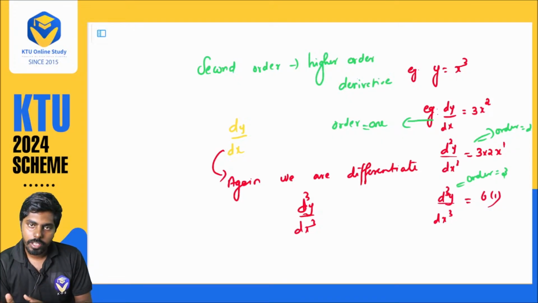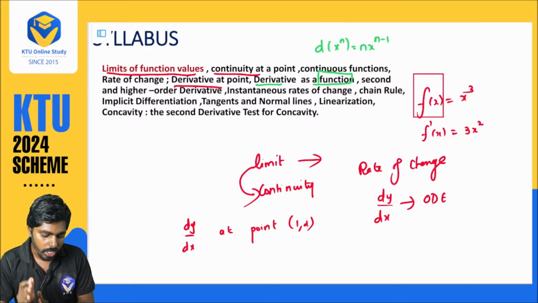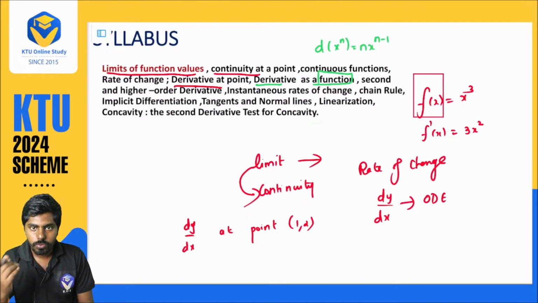So this is the type they will be asking in this syllabus. They ask for higher order derivative or second order derivative. Second order means d square y by dx square, that is called second order. Higher order means third, fourth, fifth they are asking.